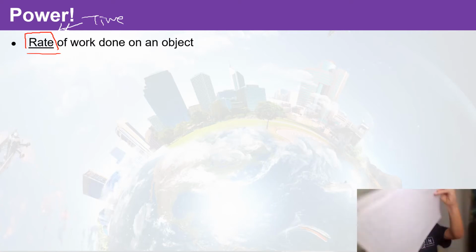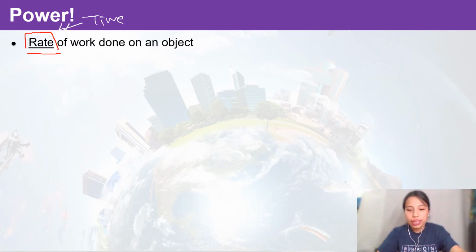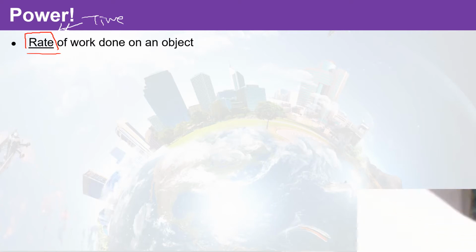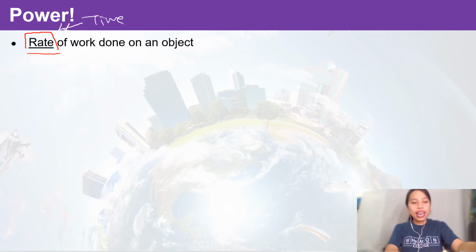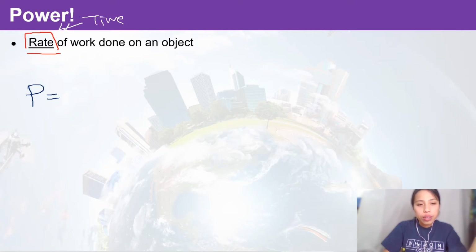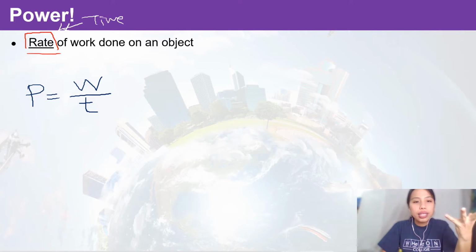So, what is an equation for this? You may remember this from previous courses in IG or somewhere else. But the idea is power is related to your change in energy. Or in other words, power is the work done over a certain amount of time. So that's the rate. How much energy is released per second.